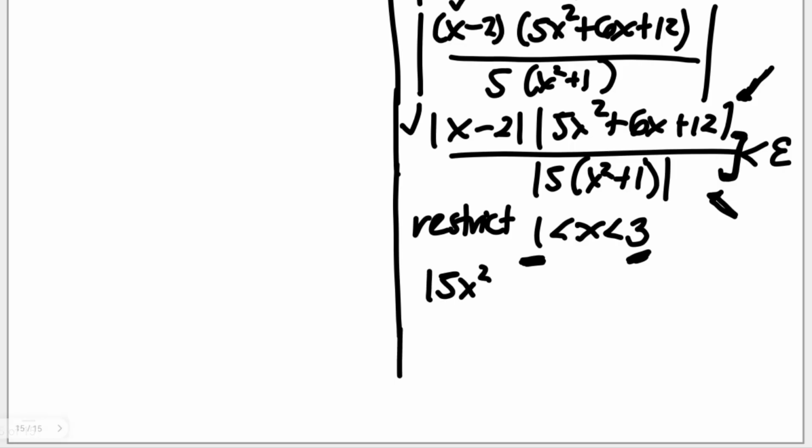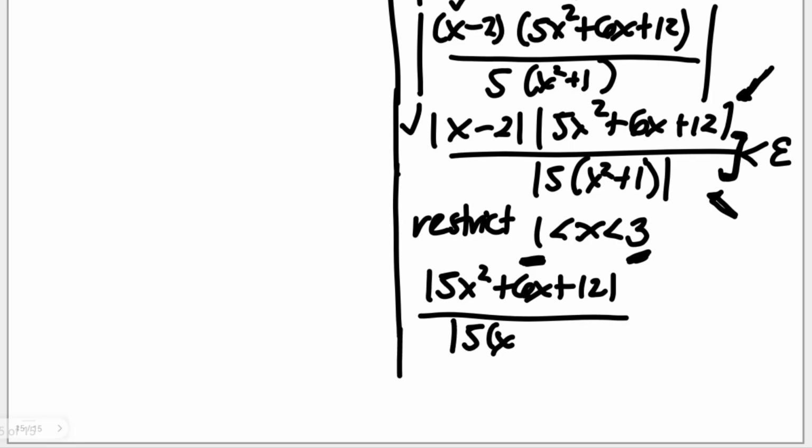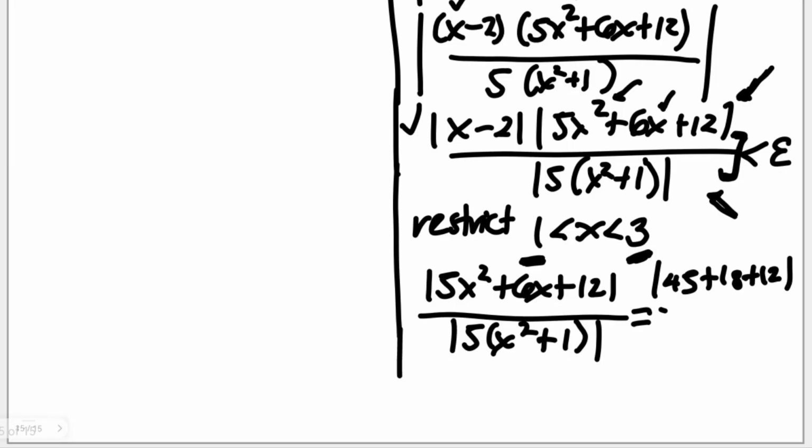The absolute value of 5x squared plus 6x plus 12 over the absolute value of 5 times x squared plus 1. So, the maximum possible value of this, when 3 is substituted in our numerator, is 9 times 5, that's 45. 3 times 6 is 18, and then you have here 12. And in our denominator we use 1, so that it would be really large, because if we use a 3, it will still not be the larger value. So you will have here 1, so 5 times 2, you will have here 10.